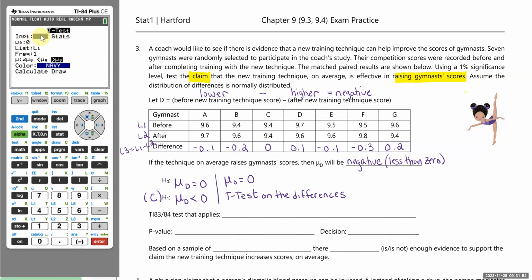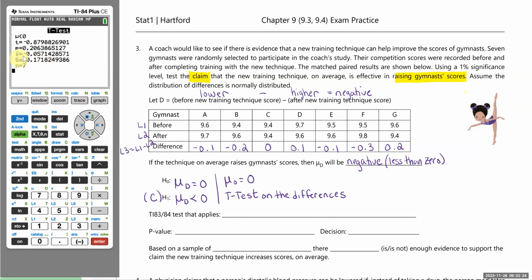You want to switch yourself to data, mu naught 0. And then the list for me is not L1, it's L3. So just make sure you tell the calculator where the differences are. Frequency always stays 1. We're doing a left tail test, mu less than the mu naught number. And then, as always, you can do calculate or draw. I'll do calculate here.